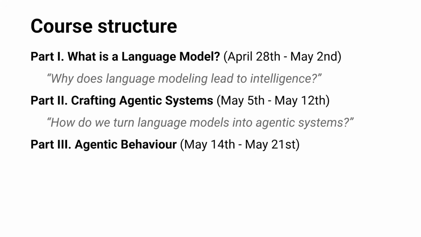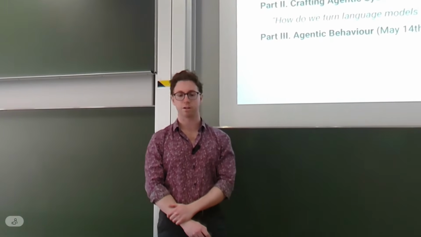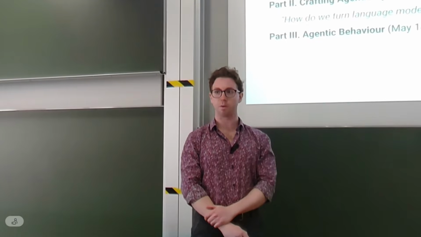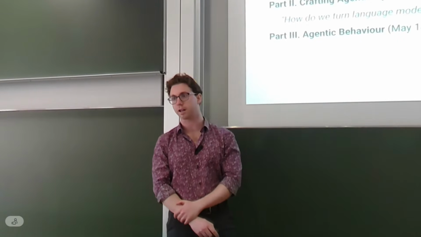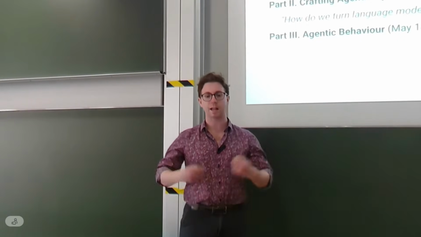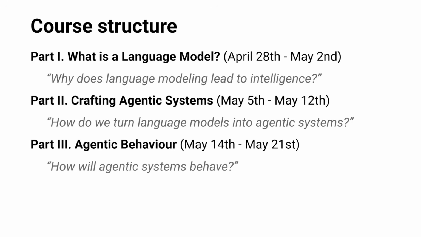Part 3, we're going to take a deeper look at agentic behavior. So given that we are turning these language models into agents, we're then going to answer the question of what kinds of behaviors do we expect from these agentic systems, and what kinds of behaviors do we see empirically when we extend language models to agents. So broadly, we're going to try and answer the question how our agentic systems are going to behave.